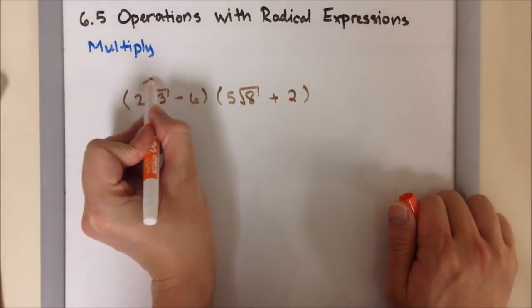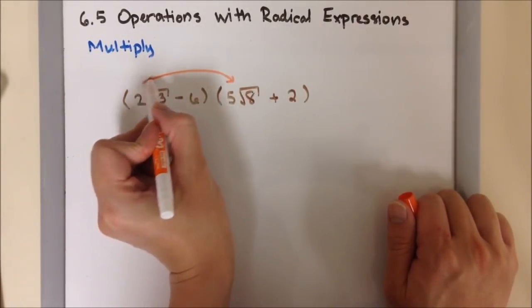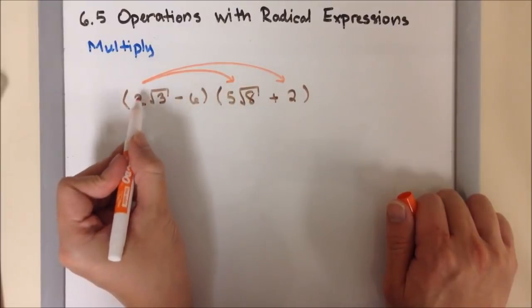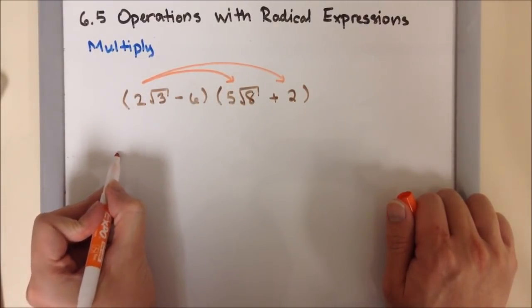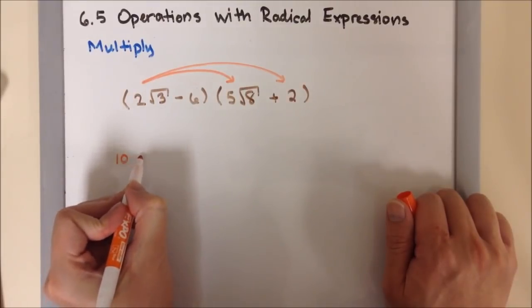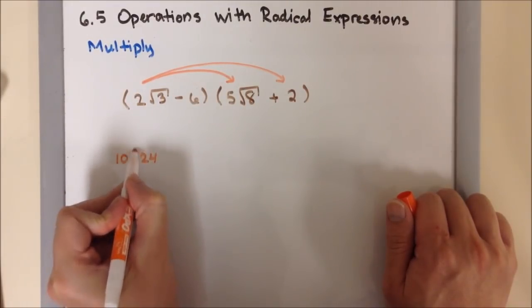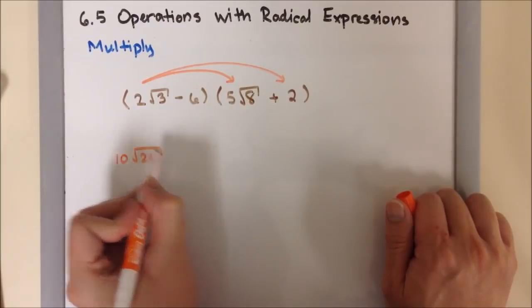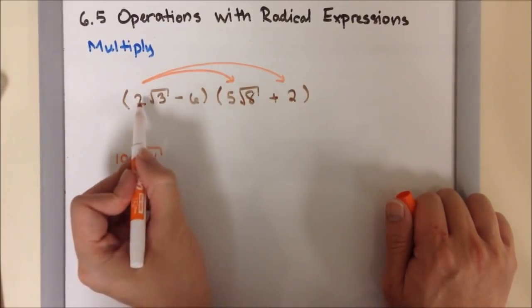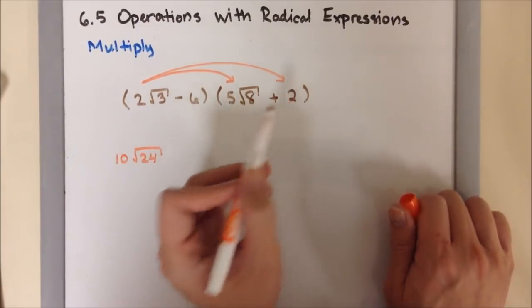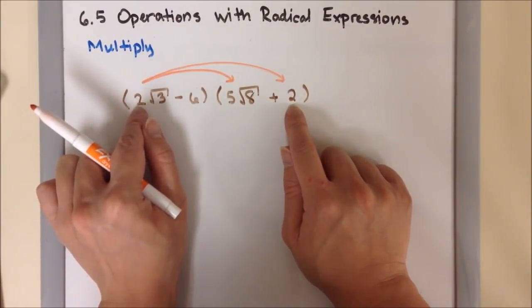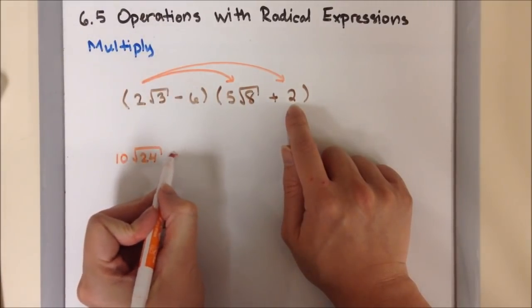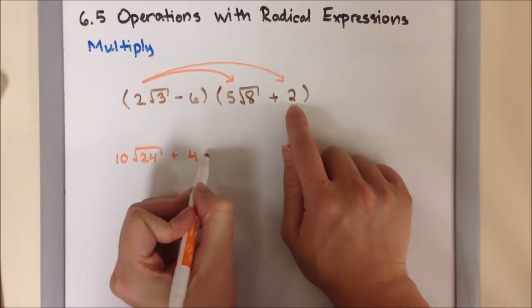So I'm going to do the first half of FOIL. I'm going to do 2 square root 3 times 5 square root 8. So I'm going to have 10 square root of 24 times, so since I have 2 square root 3 multiplying to this 2, then this 2 is just simply going to multiply to my number that's outside the radical. So 2 times 2, which is 4, and I'm still going to have my radical, which is 3.